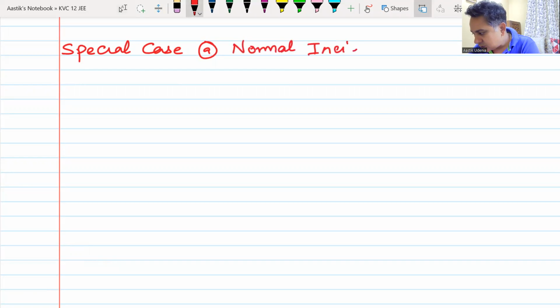So I will just draw the case of normal incidence and give you a quick snapshot of what is going to happen. For normal incidence, the formula becomes very, very simple, and you can just note it down for all the three cases.